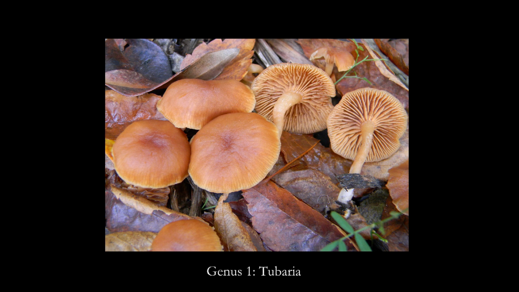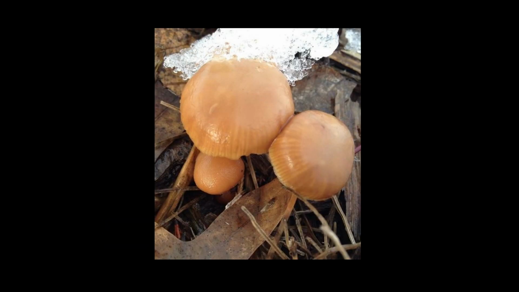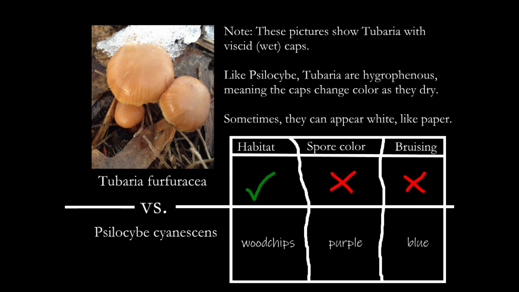Under certain conditions, the cap of this mushroom can closely resemble that of Psilocybe cyanescens. It is tanned, caramel-colored, hygrophanous, and features a striate margin. Unlike Psilocybe cyanescens, Tuberia furfuraceae has rusty brown spores and will not bruise blue. By contrast, Psilocybe cyanescens has purple-brown spores and will always bruise blue where damaged.